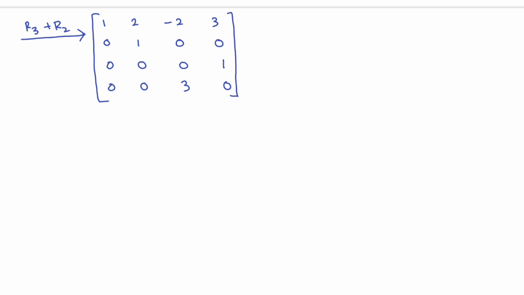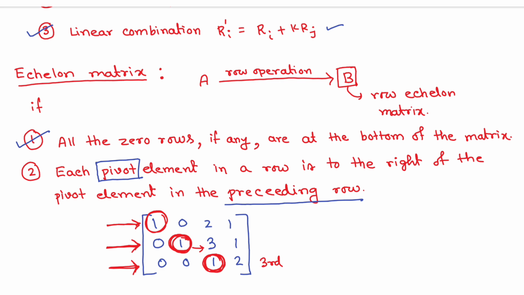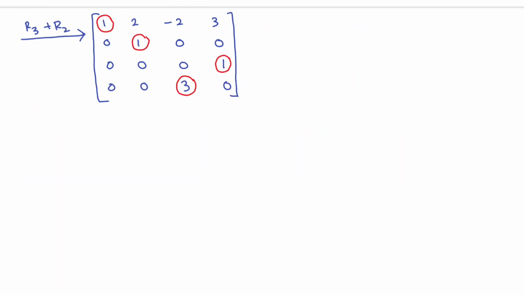Now, is this matrix in row echelon form? Yes or no? Think yourself. Here in the first row this is our pivot element, in the second row this is our pivot element, in the third row this is our pivot element, and in the fourth row this is our pivot element. But again, let's take a look at the conditions. Each pivot element in a row must be to the right of the pivot element in the preceding row. So this pivot element 3 must be on the right hand side of the previous pivot element. The previous pivot element is 1, but this pivot element is on the left hand side. That means now we have to interchange the last two rows, R3 and R4.